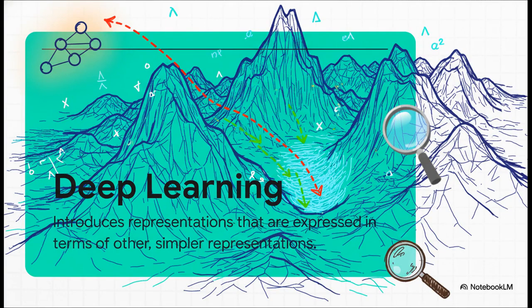And that brings us to the core idea of deep learning. See, it doesn't just learn one complicated thing all at once. Instead, it learns in layers. It starts by noticing really simple things, like an edge in a picture or a specific sound. And then it uses those simple ideas as building blocks to understand more complex concepts, like recognizing a face or understanding a sentence. It's a lot like how we learn.